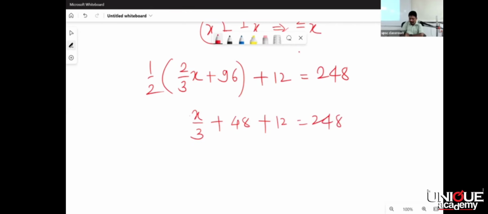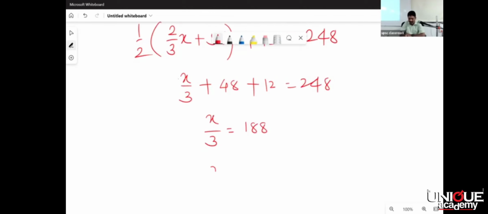Now within no time you can transpose this 48 from left to right, it will be 200 only remaining, and plus 12 when taken to the right will be minus. So it is 188. Is it clear? So x by 3 is 188, that is x is 3 into 188 gives you 564.